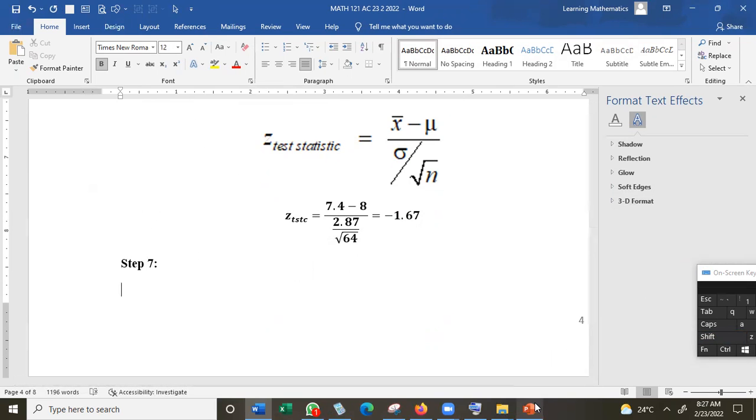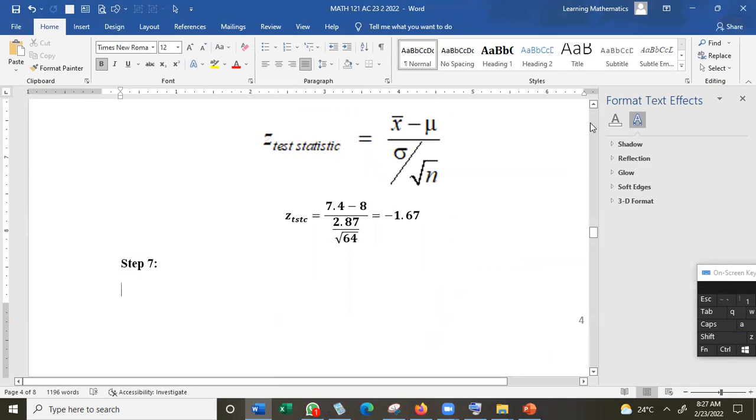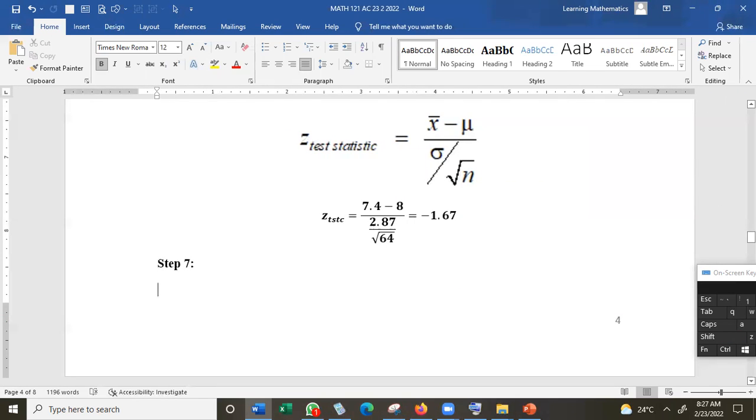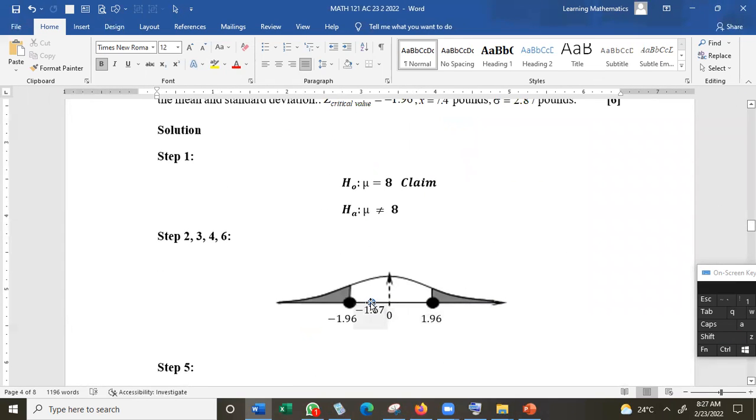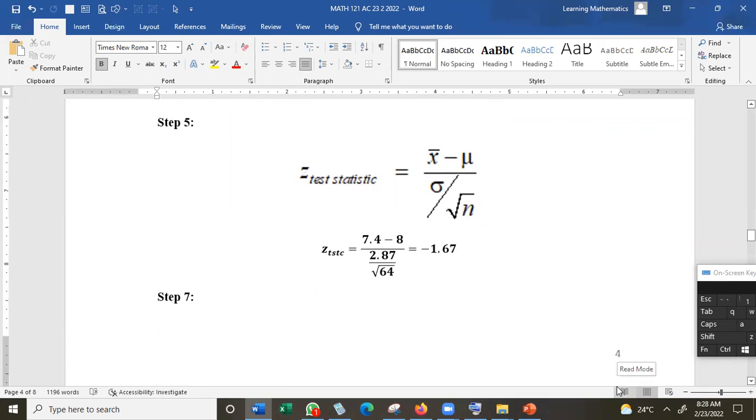So we go into step number 7 now. Step number 7 says we have to decide either to reject H0 or not. Reject the null if the test statistic is located in a rejection region or shaded region. Do not reject the null if the test statistic is in the unshaded region. So because the test statistic is in the unshaded region, we do not reject the null. Our test statistic is not in the rejection region, not in the shaded region, not in the critical region.